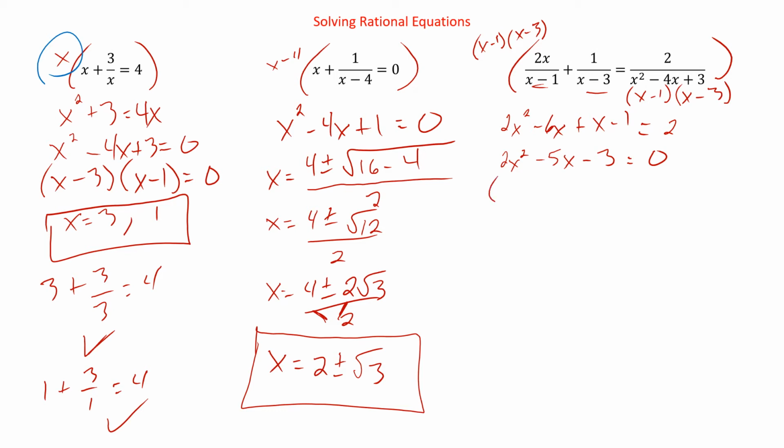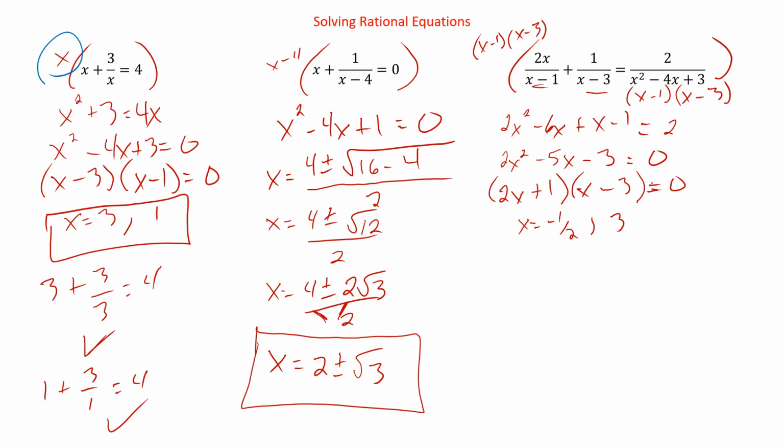We should be able to factor this one. This will be a 2x and an x. Let's see, negative 3, that could be a negative 3 and a positive 1. 2 times negative 3 is negative 6. 1 times x is 1. Negative 6 plus 1 is negative 5. So we get x could equal negative 1/2 or 3.